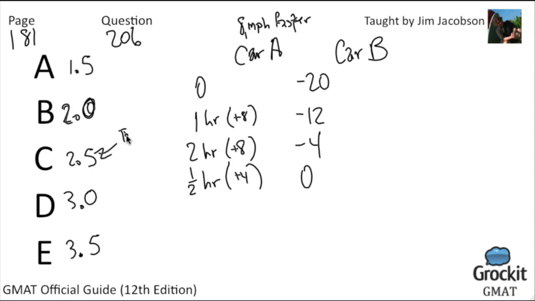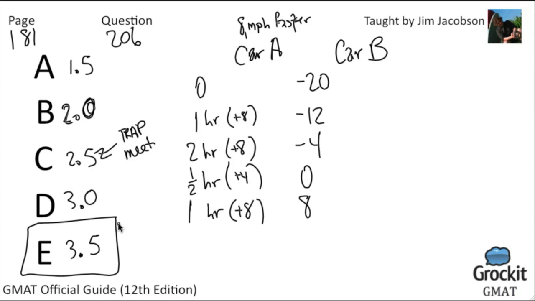That is, of course, the trap answer here. This is when they meet. The question is asking us, when does car A actually get 8 miles ahead of car B? So since it goes 8 miles every hour, when it's caught up, it'll be exactly 1 more hour before it's 8 miles ahead. So then we add 1 more hour. Add another 8, and it's 8 miles ahead. So 3.5 hours later, car A has caught up to car B and gone 8 miles ahead. Sorry, that's what the question was actually asking.